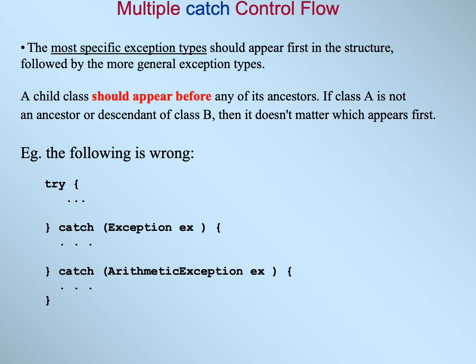When we have multiple catch control flow, the most specific exception types should appear first in the structure, followed by the more general exception types. A child class should appear before any of its ancestors. If class A is not an ancestor or descendant of class B, then it doesn't matter which appears first. For example, the following is wrong because the Exception comes first before the ArithmeticException, because Exception covers all types of exception.